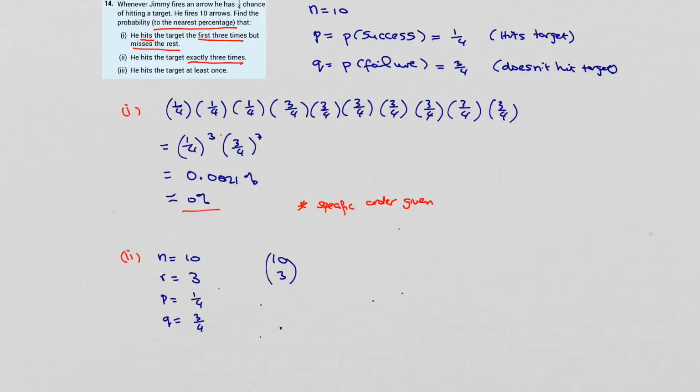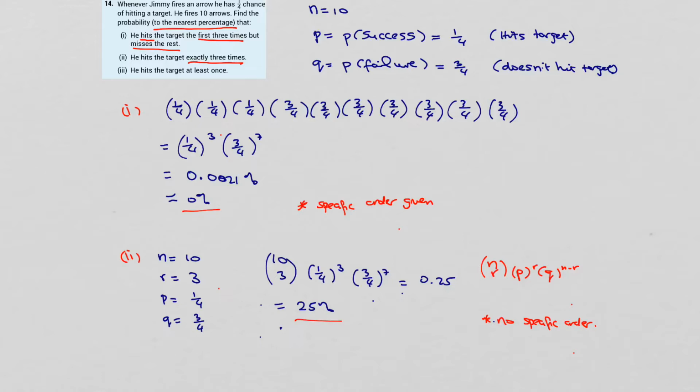So we have 10 choose 3, a quarter to the power of 3, 3/4 to the power of 7, and we get 0.25 as a decimal, which is 25%. That comes from our formula: n choose r, p to the power of r, q to the power of n minus r. The difference between the first and second is that we had no specific order here, so the hits can occur in any order. The nearest percentage again is 25%.